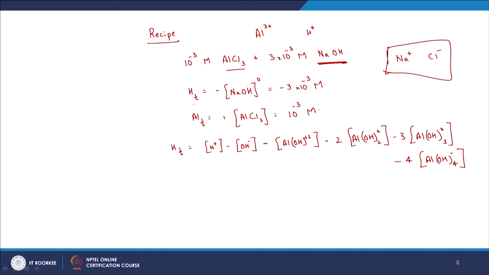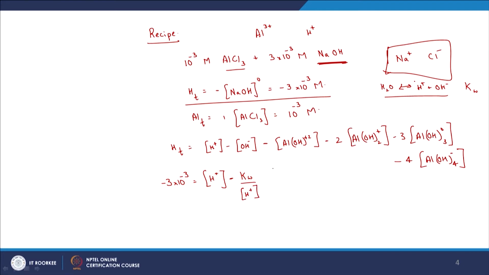And obviously what is H total here? H total equals minus 3 × 10^-3 molar, and that's equal to H+. And how can I express OH- from our acid base chemistry background? We know that H2O will dissociate and be in equilibrium with H+ and OH-. Kw will be the equilibrium coefficient for this water dissociation, right? So we know that OH- is going to be equal to Kw by H+, right?